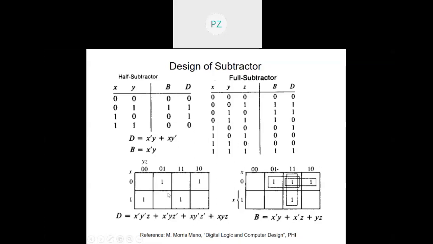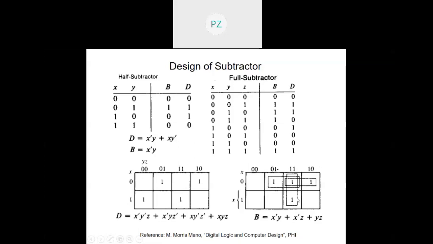Then you can make use of the K maps corresponding to D, corresponding to the borrow, and when you do it, you populate them 0 1 1 0 and 1 0 0 1. You see that none of them can be combined, so you'll have to write them in full. The first term will be x dash y dash z. That is how you get it. This one will be x dash y z dash. This one will be x y dash z dash, and this one will finally be x y z. So this will be the expression for the difference.